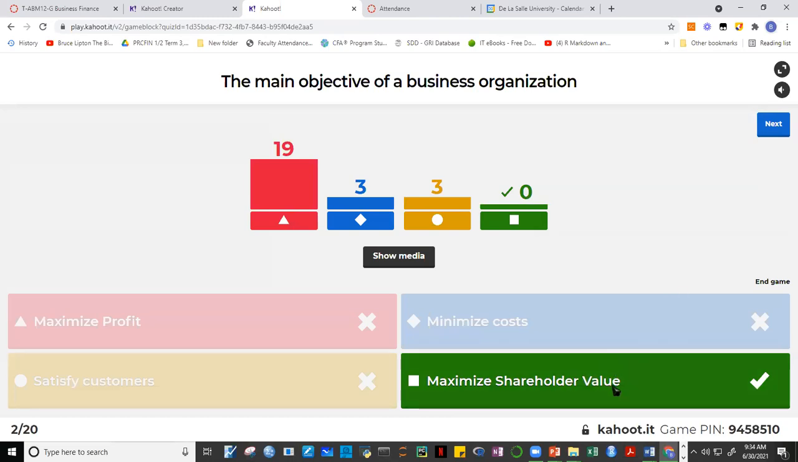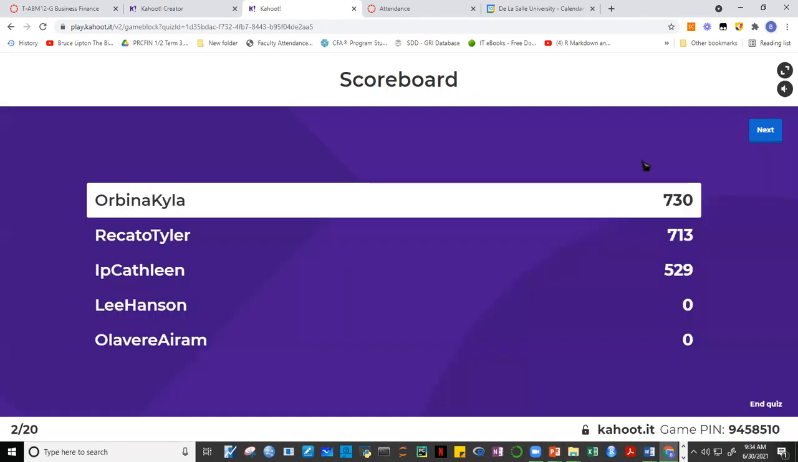We're going to discuss this in a little while, okay? But that should be the main objective. I'm not saying here that profit maximization is not important, neither minimizing cost or satisfying customers. They're all important. They should be part objectives of the organization. But the main objective should be to maximize shareholder value. Okay, so let's go. Next question.